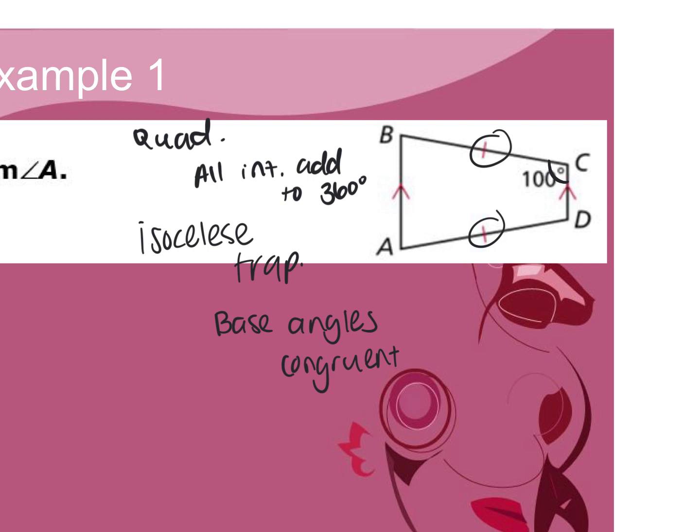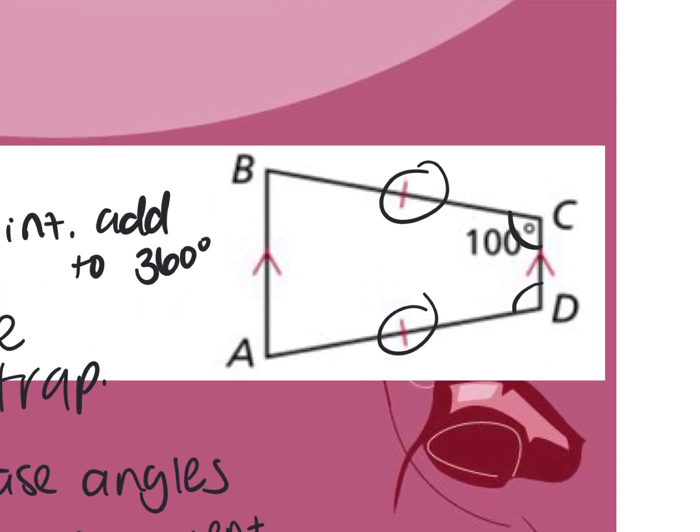C and B? C and D. It's a trapezoid, but do you see how it's kind of turned on its side? Remember, base angles must lie on the same base. Your bases are the two sides that are parallel. Do you see how C and D lie on the same parallel side? And what other two angles lie on the same parallel side?